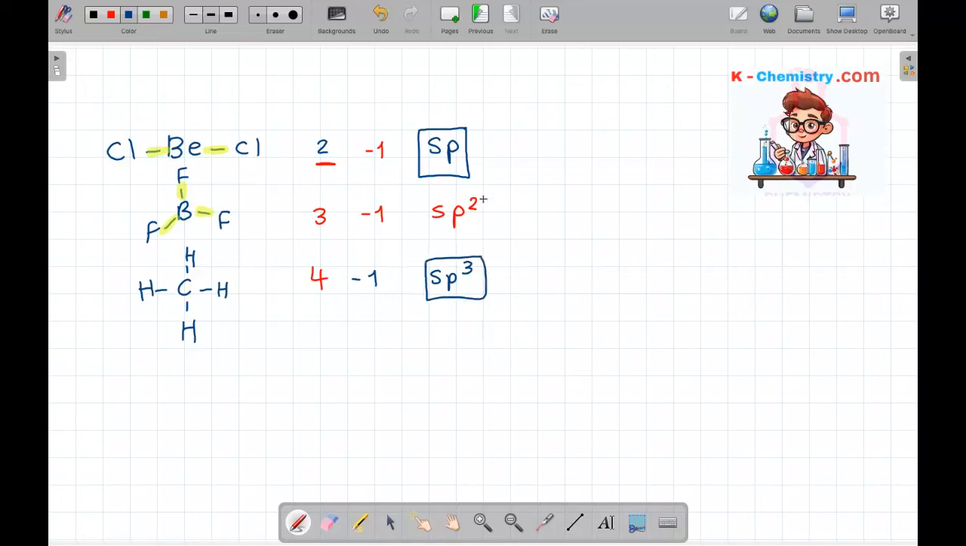This is just to memorize it like that. Two things, two pairs, then sp; three pairs, sp2; four pairs, sp3. If you don't know what sp, sp2 and sp3 are, just go back to the video of the explanation of hybridization. But you will mostly be asked to know the name of the hybridization only. You will not explain how this hybridization happened.